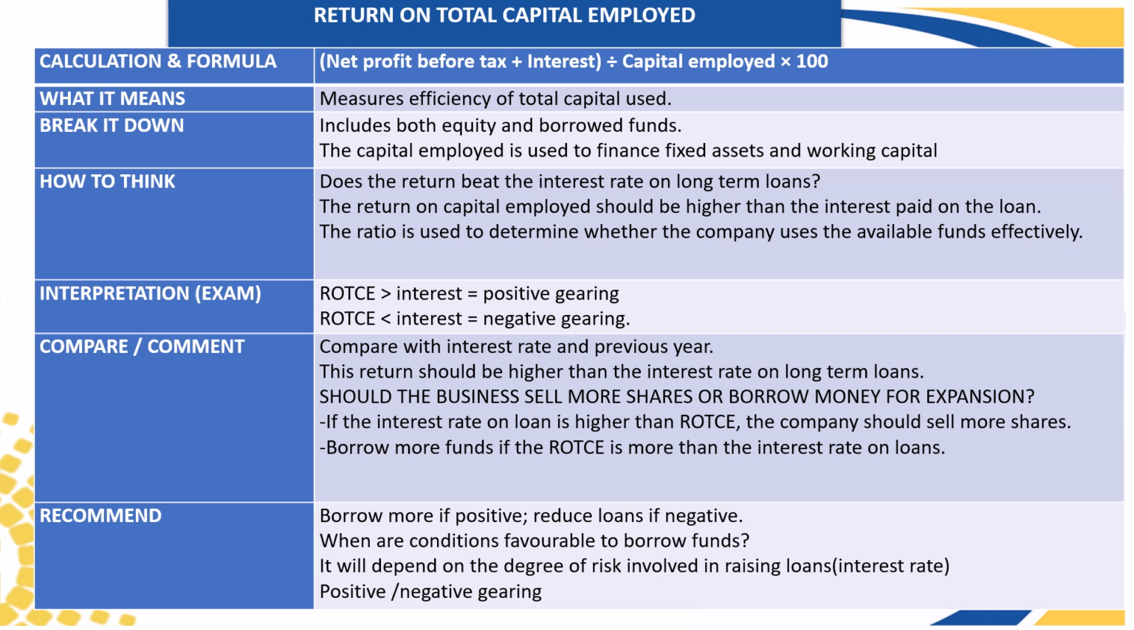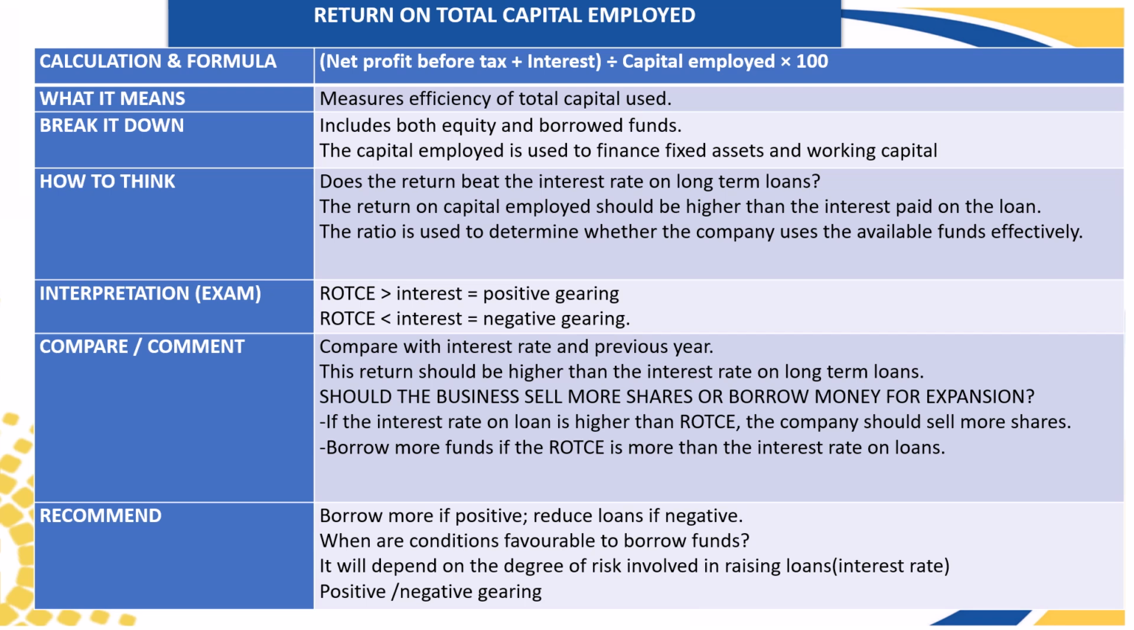So if you run your business and your return on total capital employed is less than 10%, where will you get it? Let's say your return on capital employed is 8%. So now you are short of 2%. You earn less than you're supposed to pay on the loan.